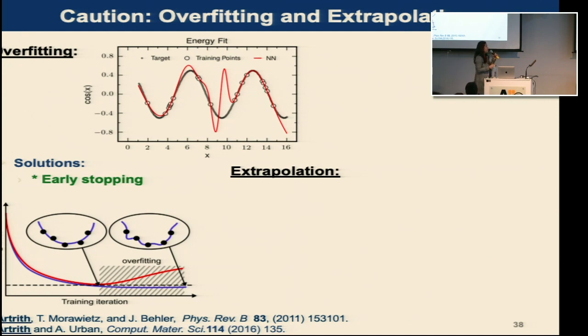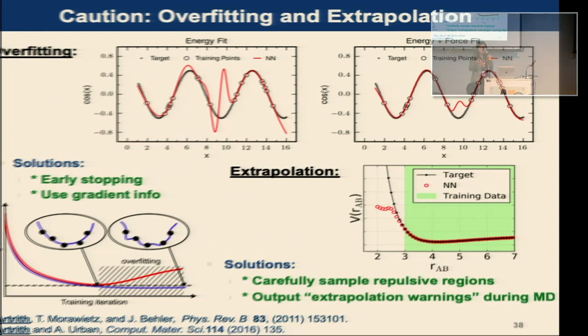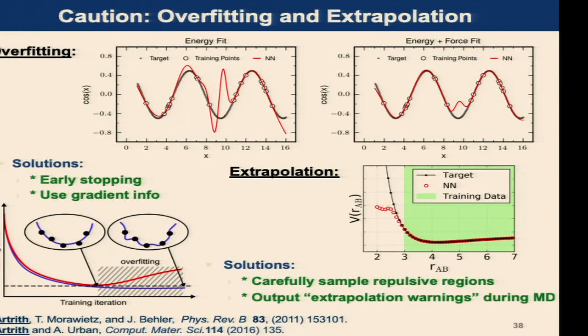For example, here I just show a simple cosine fitting. The black one is the target that we want to have, the training points are the circles, and the red one is the neural network. If it's overfitting, we should introduce some kind of early stopping, or we can include more information. For example, in this case, we would like to have good forces, so we could also use forces for the fitting.